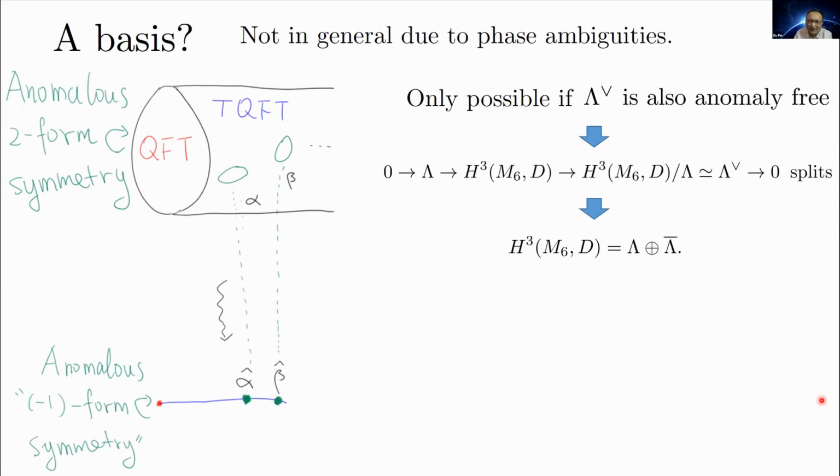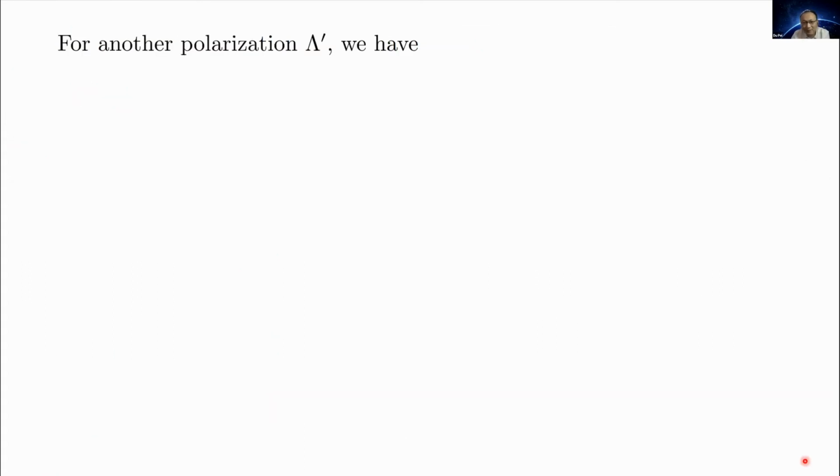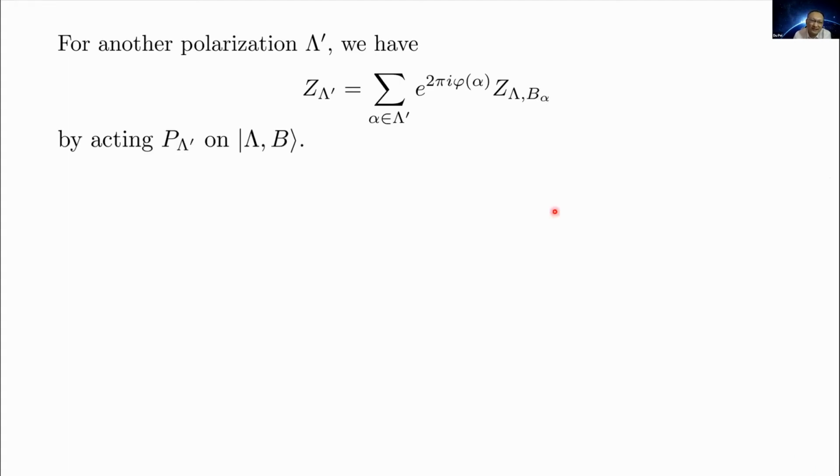And the basis will actually depend on this particular lift. And then we'll have a well-defined basis in the Hilbert space, which can now be identified with the C-span of lambda bar. We will use this notation for the basis vectors that are labeled by B. And each of them gives you a component in the partition vector. So for another polarization, the partition function will be a linear combination of these building blocks. And one can get a formula like this by acting with the projection operator on a particular basis vector.